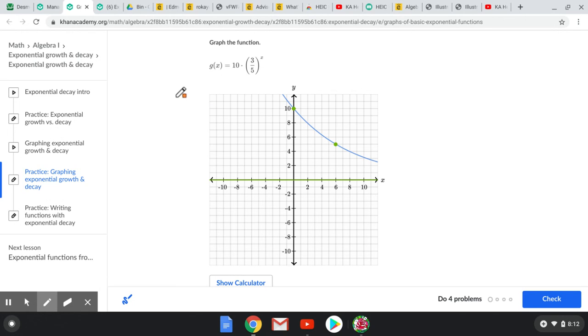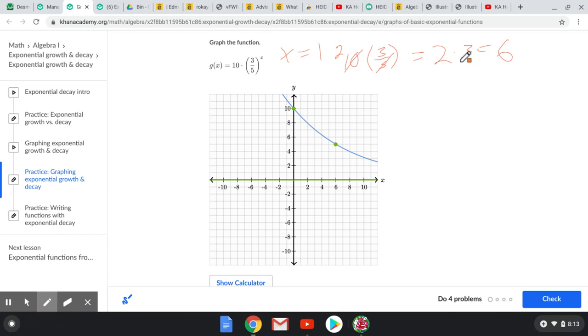So we're going to put in 1 for x here. If I let x equal 1, then I have 10 times 3/5 to the 1. 3/5 to the 1 is just 3/5, so I can just omit that. I don't need it. So I'm just doing 3/5 times 10. As I said earlier, 5 goes into 10 2 times, so I can just cancel the 5 with the 10, and I have 2 left. So now I have 2 times 3, which is 6. So when x is 1, y is 6, or g of x, which is y in this case.